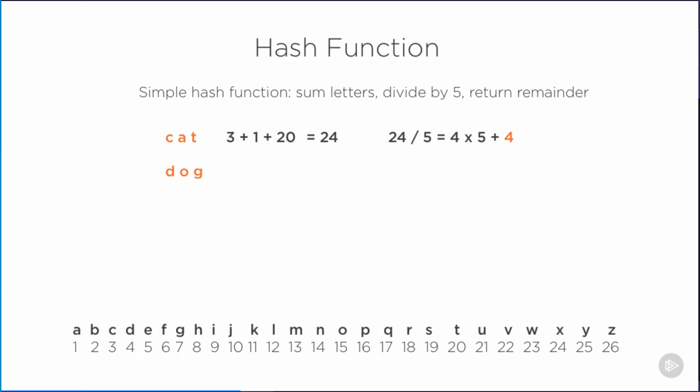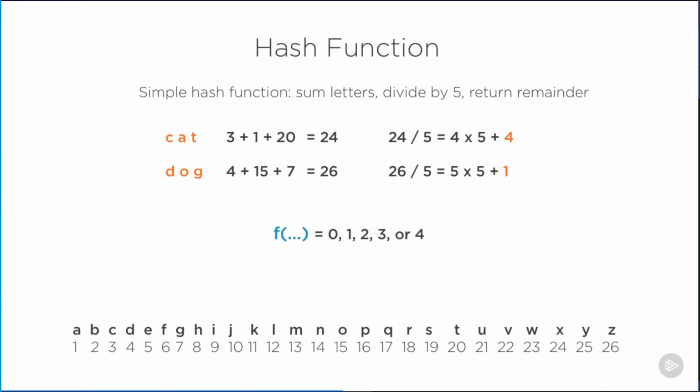Dog can be hashed similarly. 4 plus 15 plus 7 equals 26. 26 divided by 5 is 5 with a remainder of 1. In this way, any word or sentence can be compressed into the numbers 0, 1, 2, 3, or 4, the possible remainders when I divide a number by 5. Note that the process is deterministic, that is, a given input always results in the same output. There's no uncertainty or randomness.